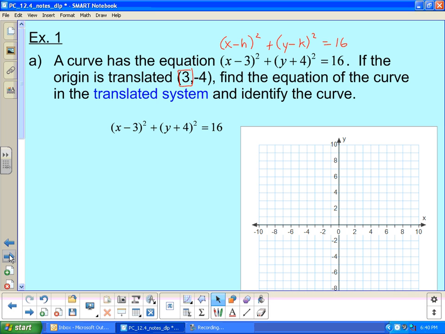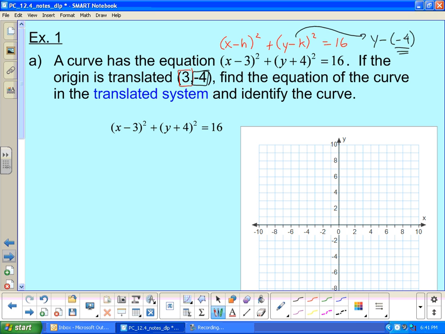But you'll notice for the k value, I have a minus a k, but here in the equation I have a y plus a 4. Well, that happens when we do this. Y minus a negative 4 is what y plus 4 is. And so this value is what my k is. All right, so they match.